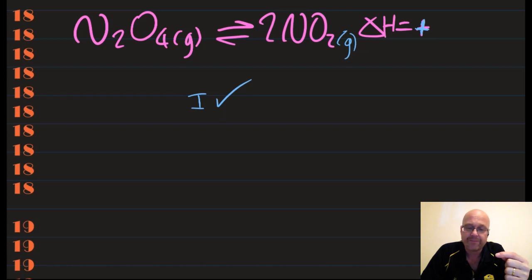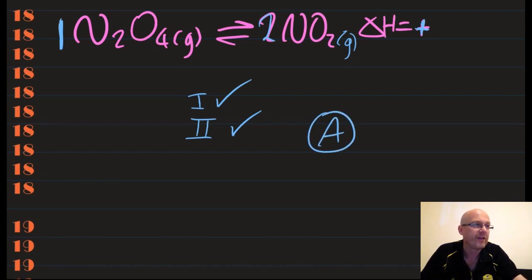Decreasing the pressure, if you decrease the pressure, it favours the side with the most gas particles. On this side there's one gas particle, on this side there's two. So that's true. Decreasing the pressure is going to shift it to the right to favour the most gas particles. And 3, adding a catalyst, well, that increases the rate of reaction of both the forward and reverse reaction equally. But it doesn't favour the right. So it's 1 and 2, A. 18's A.